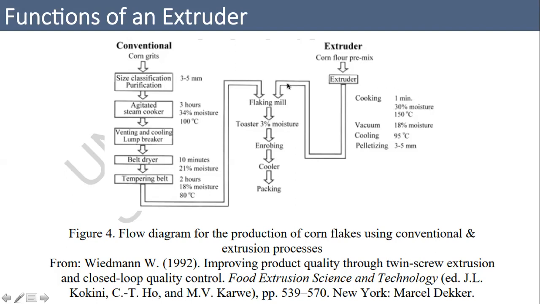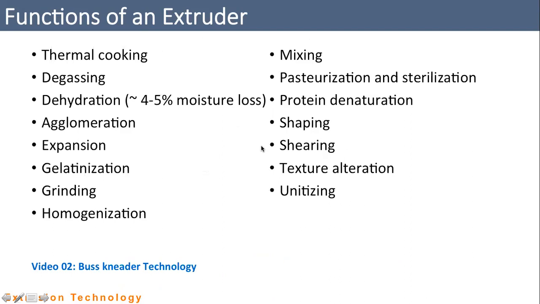But here you can get this output using the same raw material, with only one processing step. So that's why extrusion is very important. I just took these examples to explain why it is important and what functions an extruder has. So I think it's clear.